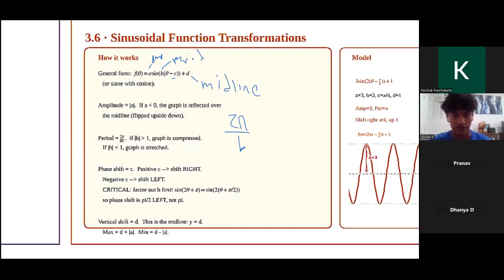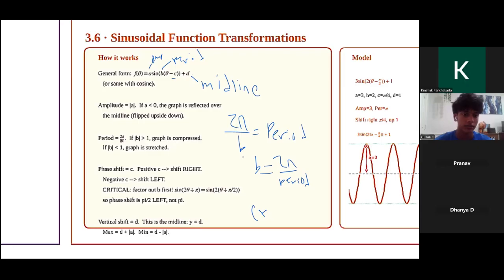And in the same way, if you know the period, then you can see that your b value equals 2 pi divided by the period. So if they gave you the graph, then you can find the b value just by 2 pi divided by the period. Phase shift equals c. It's the same as something like x minus 3 cubed: even though it's minus, it goes to the right. That's the same way the c value works here.